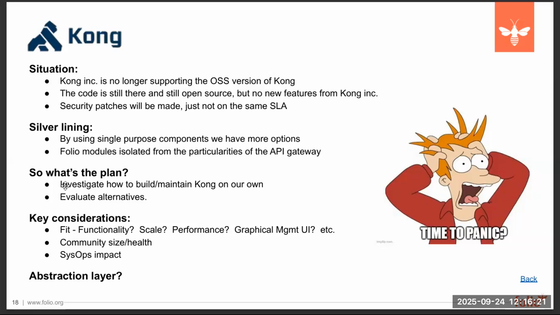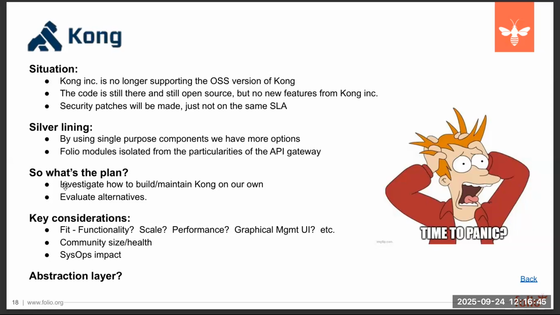So what is the plan? We're taking a two-pronged approach to this. We wanted to investigate how to build Kong from source and create our own binary distributions. And that proof of concept, that investigation, has already been done. There's some documentation on the wiki. I probably should have linked it here, but I didn't think about that. And it's certainly doable. And the other prong is evaluate alternatives.